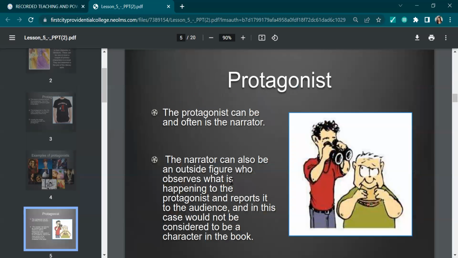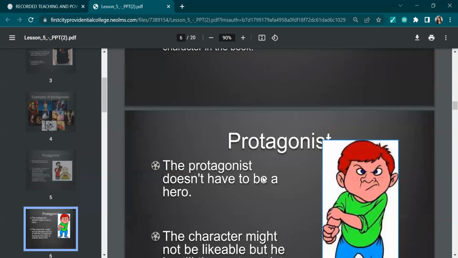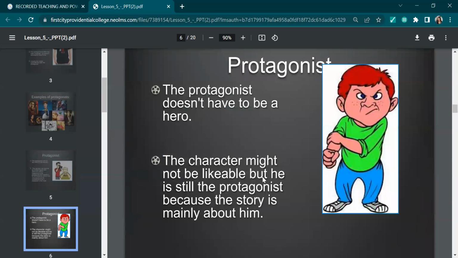The protagonist can be, and often is, the narrator of the story. And the narrator can also be an outside figure who observes what is happening to the protagonist and reports it to the audience. The protagonist doesn't have to be a hero. That's the reason why sometimes we observe protagonists who portray some sort of bad attributes or bad behavior in the story.